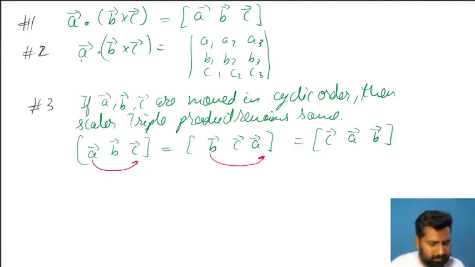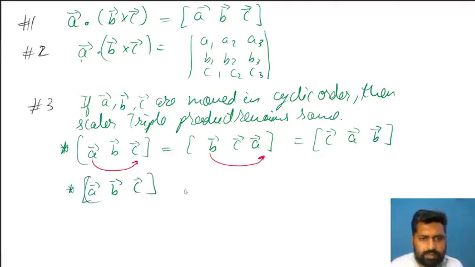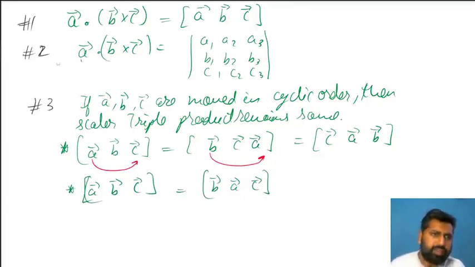But if the order is changed, let's say A, B, C. This is one result of it. The other result is if you change B and A only: B, A, C. As such, both results will be the same. It's just that one additional negative sign will come.